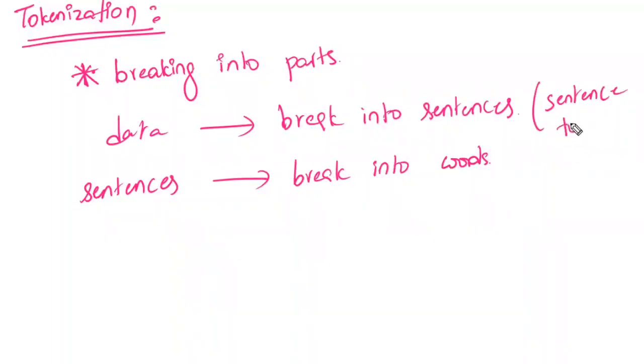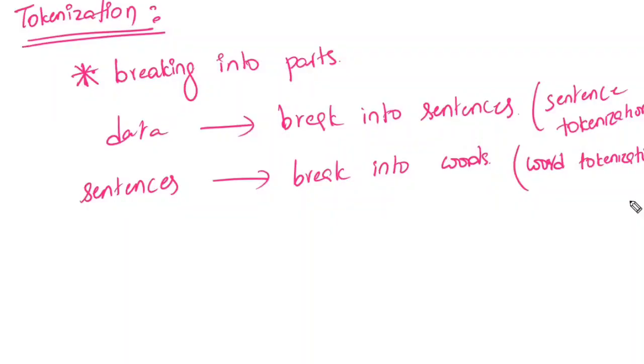Breaking down into sentences is called sentence tokenization. Breaking into words is called word tokenization. Just breaking into parts is called tokenization. Is that clear? You can write it in the notes. Tokenization means break, divide the data. How are you going to divide? Just apply the split function, string.split.